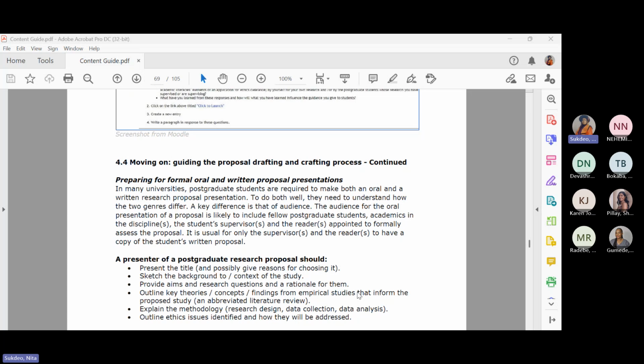I'm not so sure if all your departments or institutions actually do this, but at UJ there is a defense of the proposal. I think most institutions practice this. Once the final proposal is approved by the supervisor and by the faculty research committee, the FRC, the student has to defend. So there's a panel that the student defends in front of.